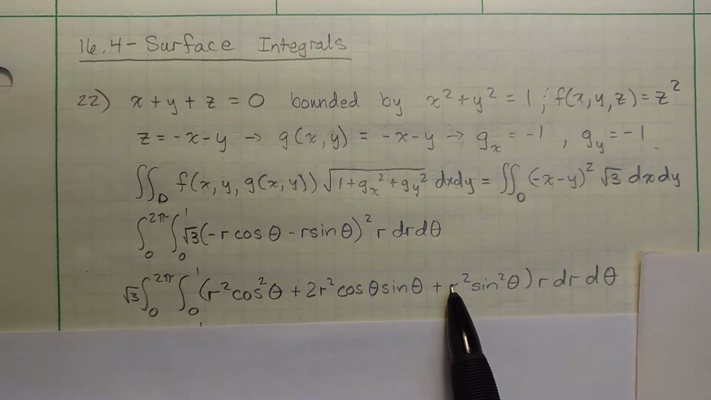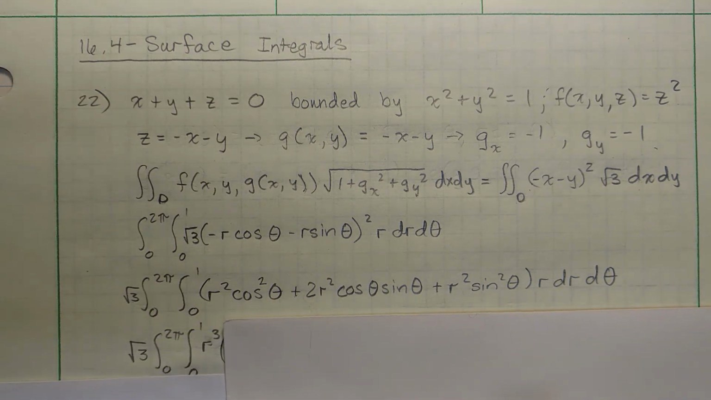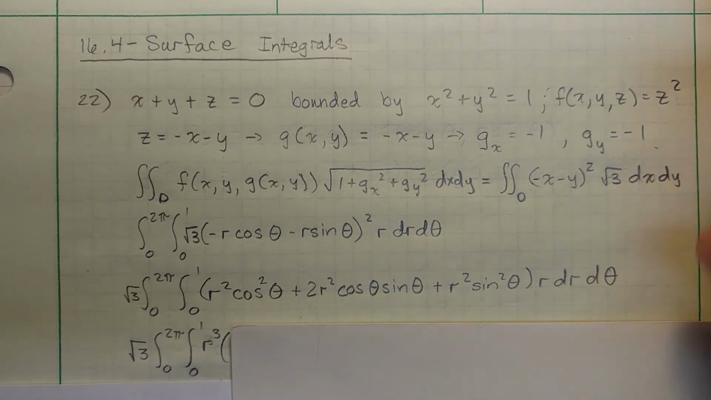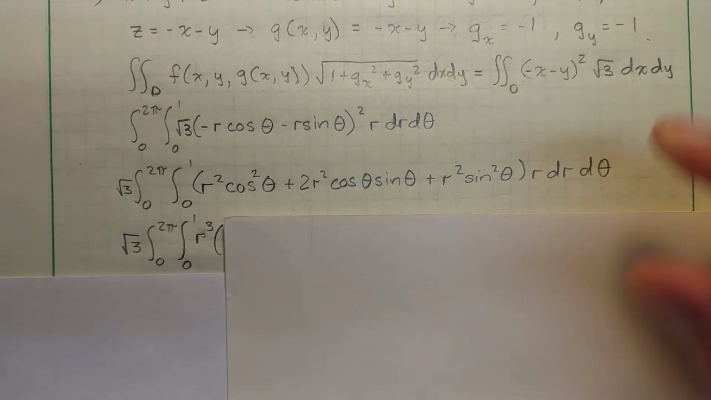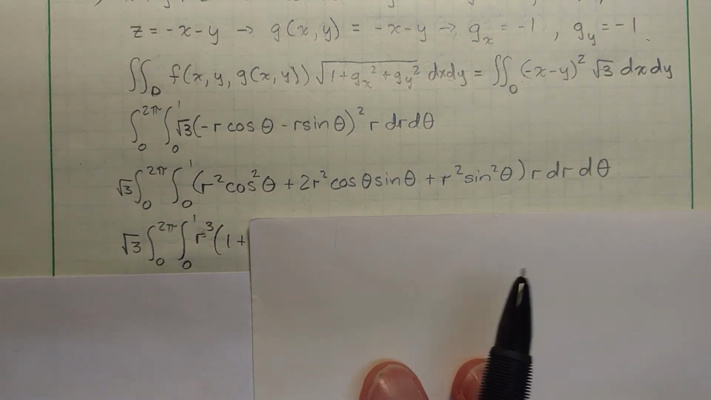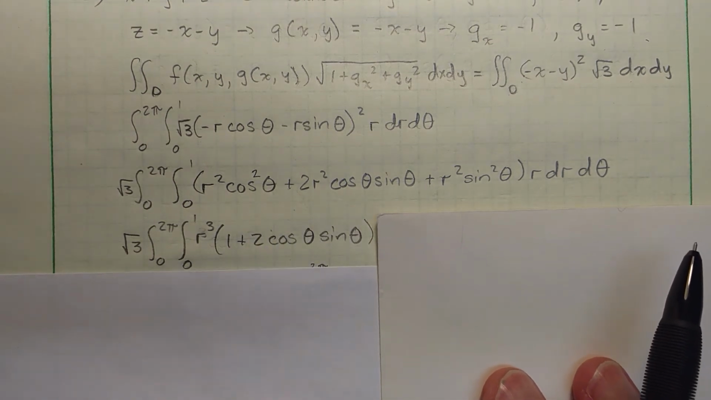Well, factoring an r squared out of each one of these terms here, I get an r cubed, and then notice what I've got left inside: a cosine squared plus a sine squared, that's just 1, plus 2 of these cosine theta sine thetas.